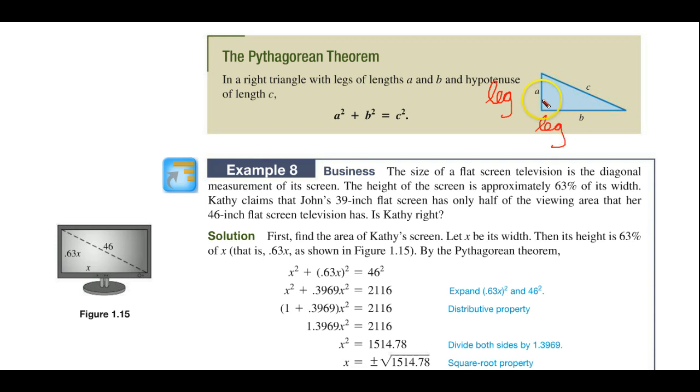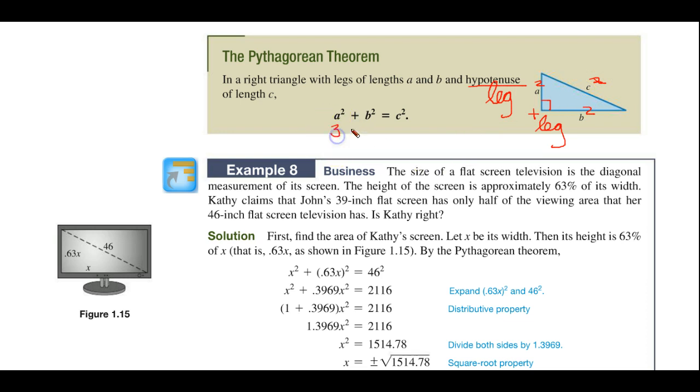And then between the legs, there's a right angle, 90 degrees. And the side opposite the right angle is called the hypotenuse. And the rule is, if we take this first side and square it, and take this second side and square it, and add these together, it will equal the square of the hypotenuse.